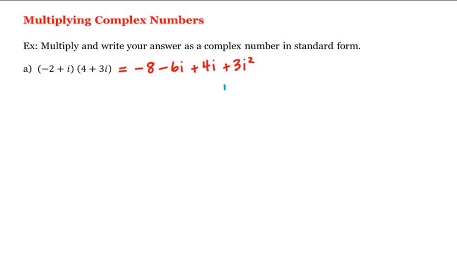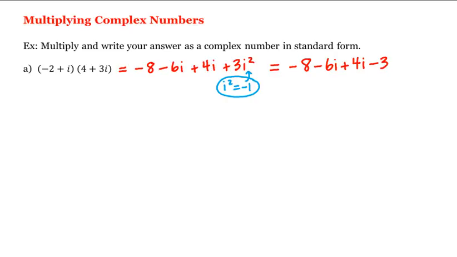Now remember that i squared is equal to negative 1. So putting that in here gives us that this is equal to negative 8 minus 6i plus 4i and then minus 3.